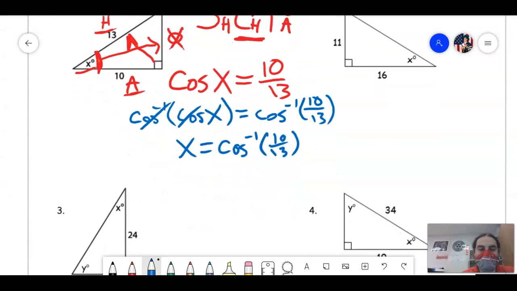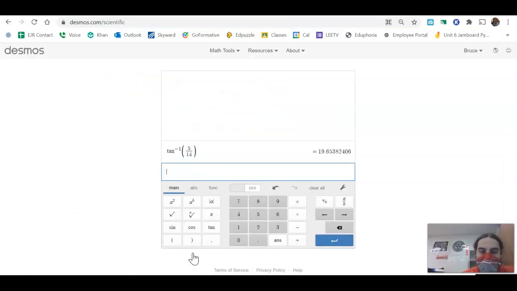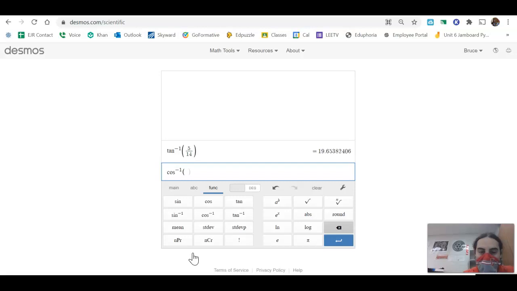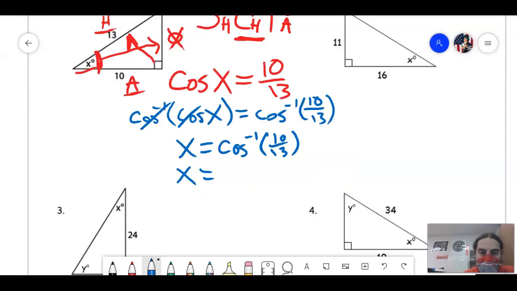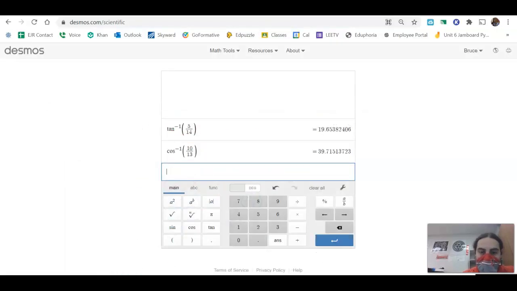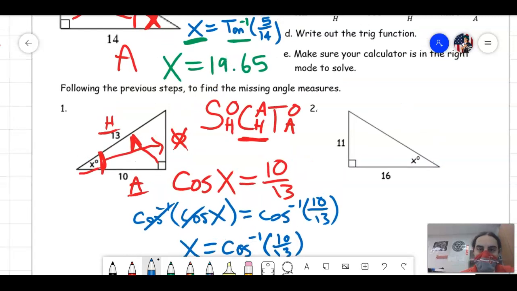Okay, now I can type that in my calculator and get my missing angle. Cosine inverse 10 over 13. So I go to func, cosine inverse, back to main, 10 over 13. And I hit enter and I get 39.72 because the 5 makes it round up. 39.72. And by the way, that's measured in degrees because it's angle, right?